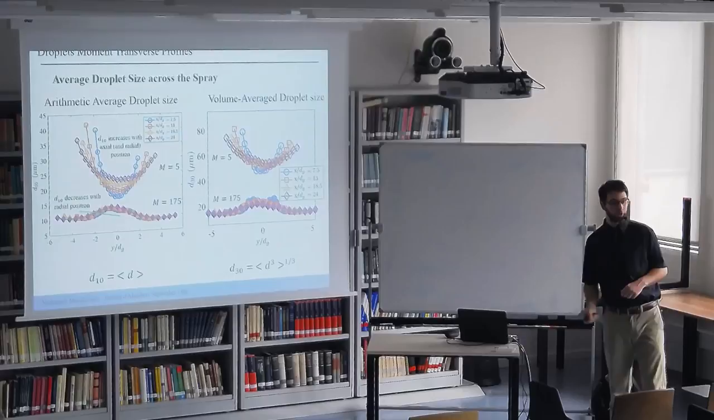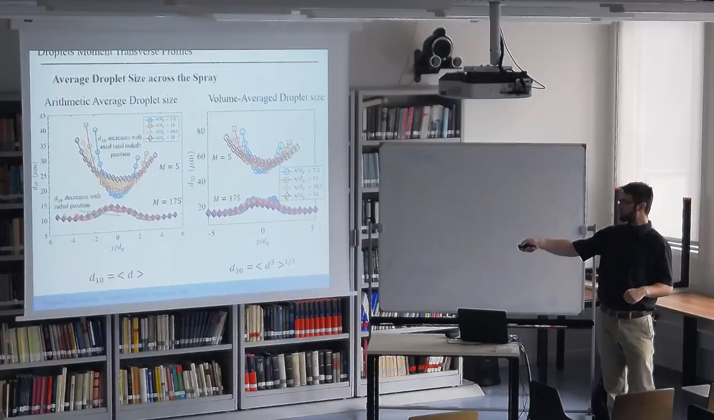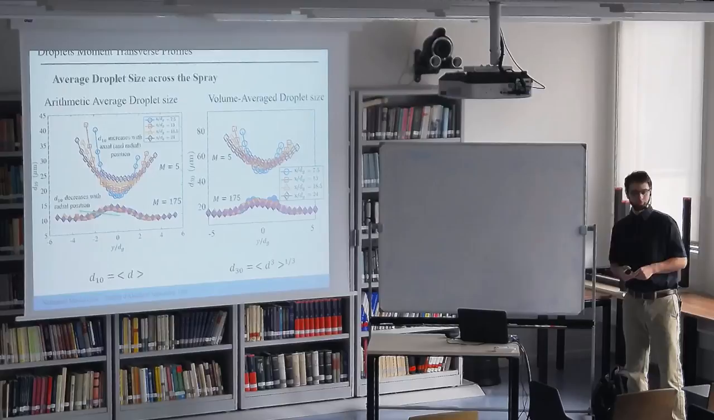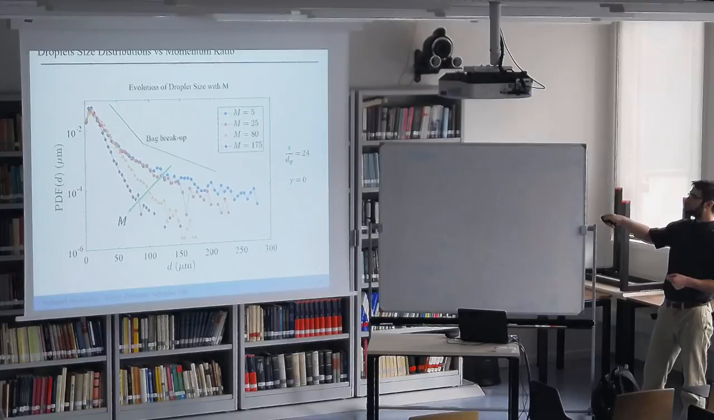When you look at the higher momentum ratio, you see the opposite: smaller drops at the edge and at the center, but there's almost no variation when looking further downstream, or very little. So let's look at the center line at a fixed downstream distance and see how those droplet distributions evolve a bit more finely with the momentum ratio.